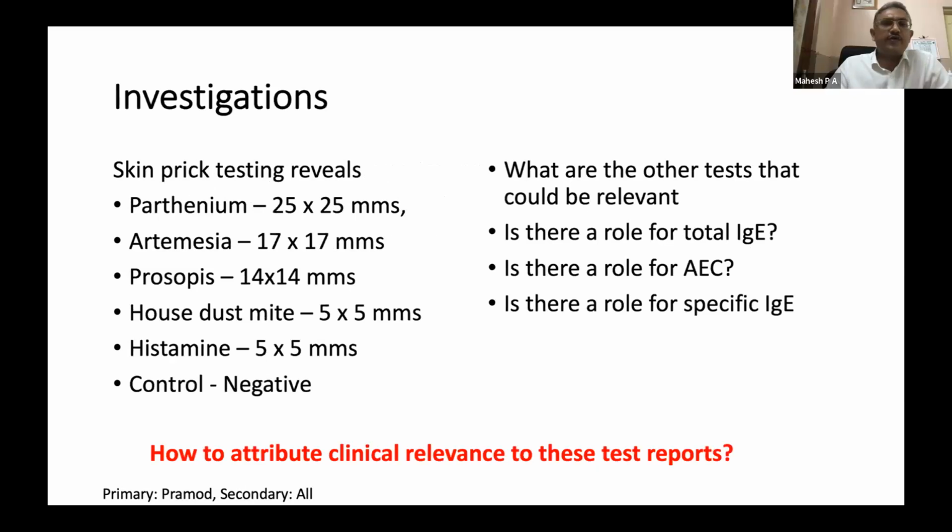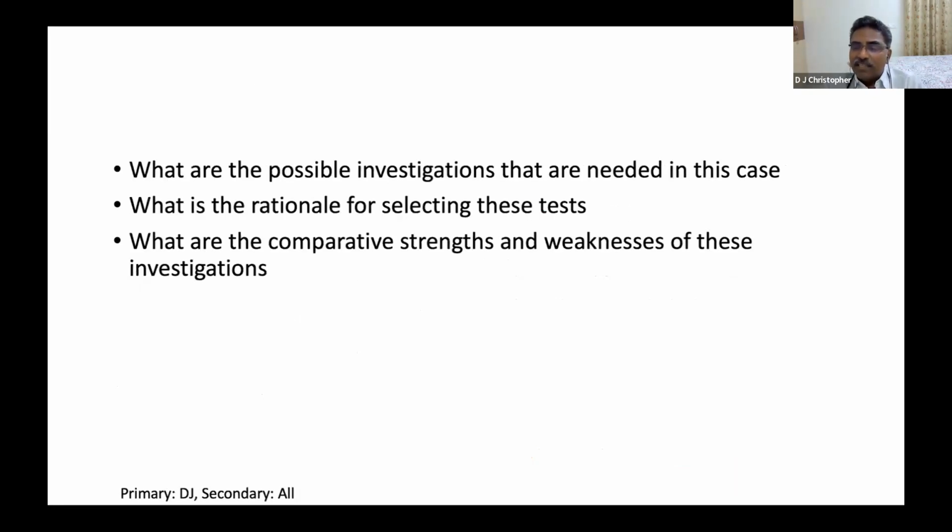All right, we'll move on to Mahesh, if nobody has more to say. I just wanted to reiterate something that may be of interest to the people watching this program. In the last couple of years, the ATS and ERS have come out with their guidelines for lung function testing. A notable change is the definition of reversibility.